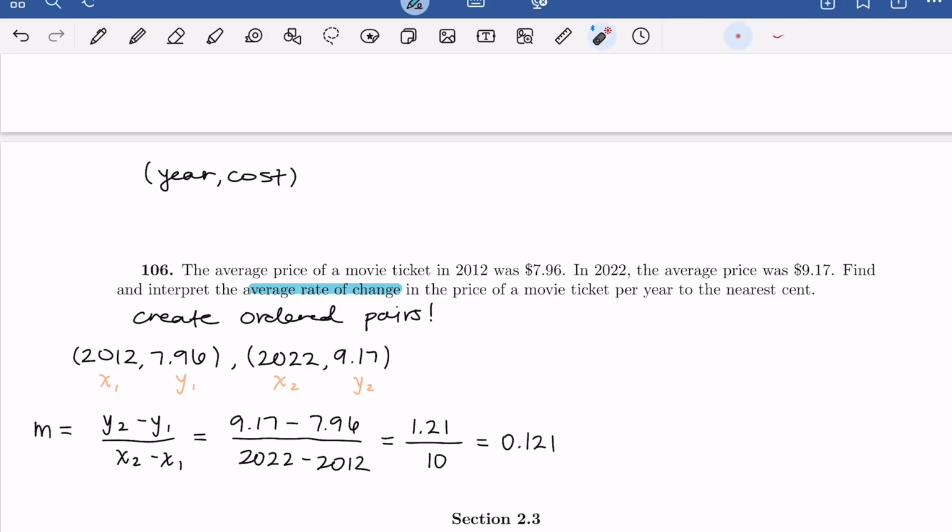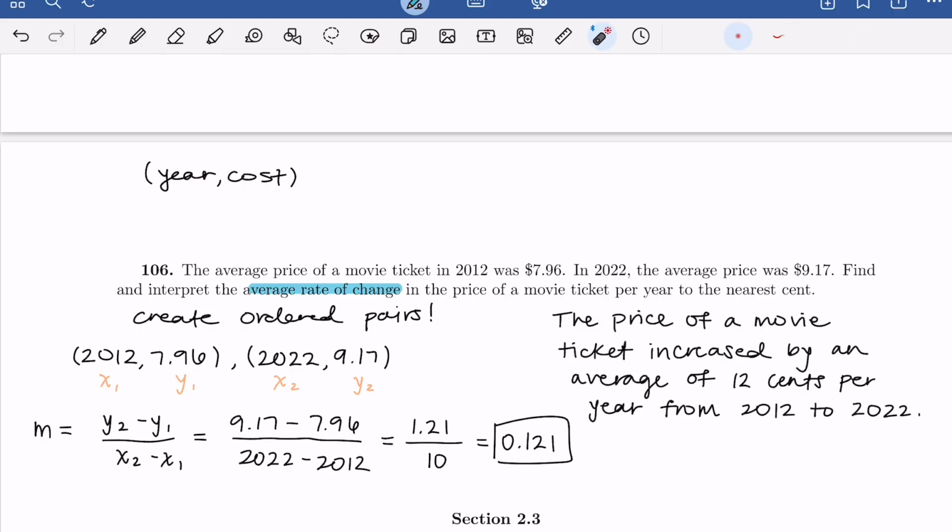Now, going back into the context of this problem, what this means is that the price of a movie ticket is going to be increasing since we have a positive value by an average of 12 cents per year from 2012 to 2022. All right, so I'll go ahead and write a little blurb about that here. Okay, so here's our little blurb. Like I said, the price of a movie ticket increased by an average of 12 cents per year from 2012 to 2022. So this is just the average every single year.